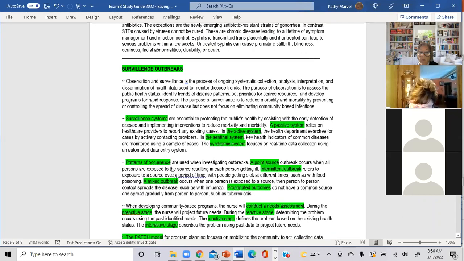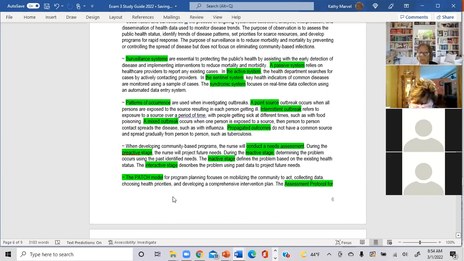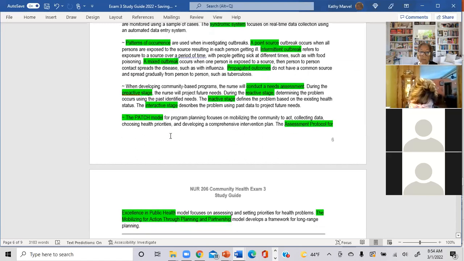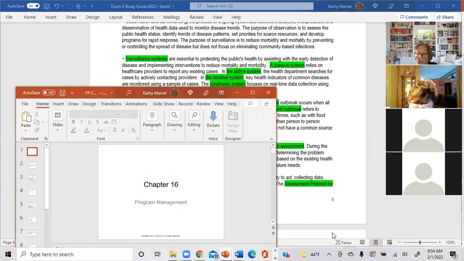Systems, patterns of occurrence, when developing programs, how do we do a needs assessment? What stages are there? And then the 3 different models for surveillance. Okay, so that's a quick review of the surveillance chapter. I'm going to stop there.